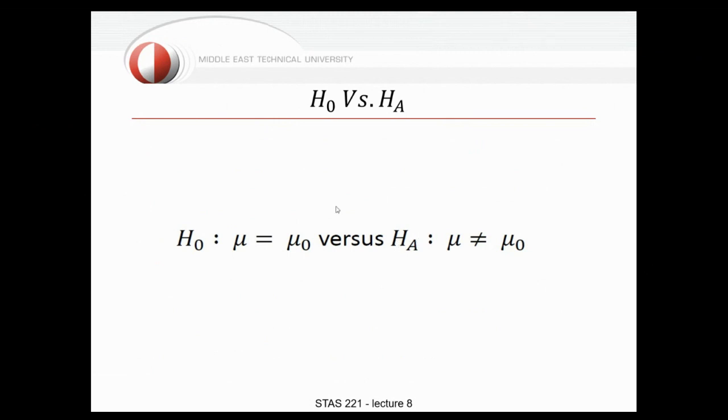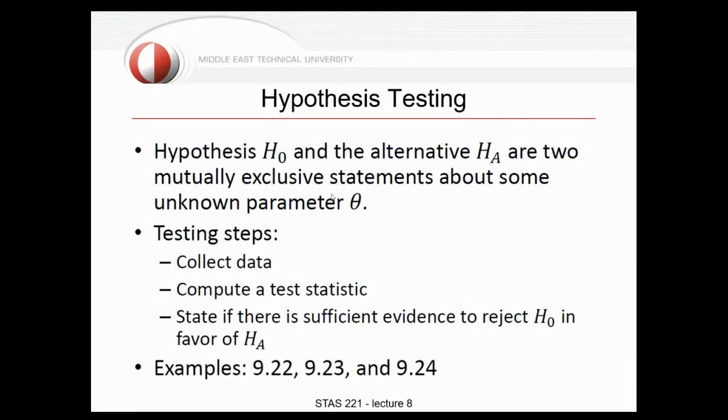We should know that these two should be mutually exclusive. It means that there should be no intersection between them. So we don't have, for example, mu equal to mu zero and, at the same time, mu greater than or equal to mu zero. So we should be careful that they are mutually exclusive.